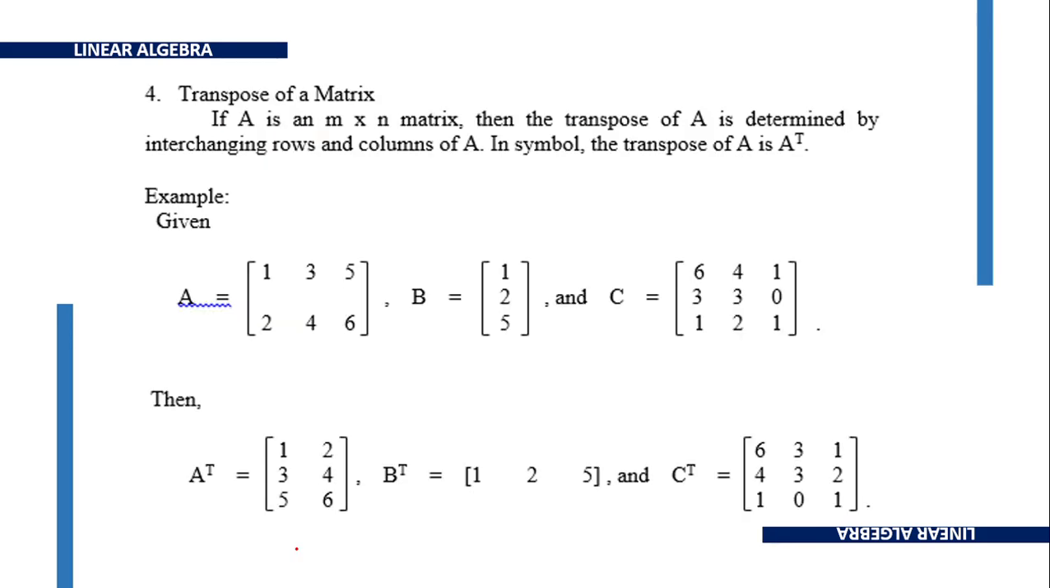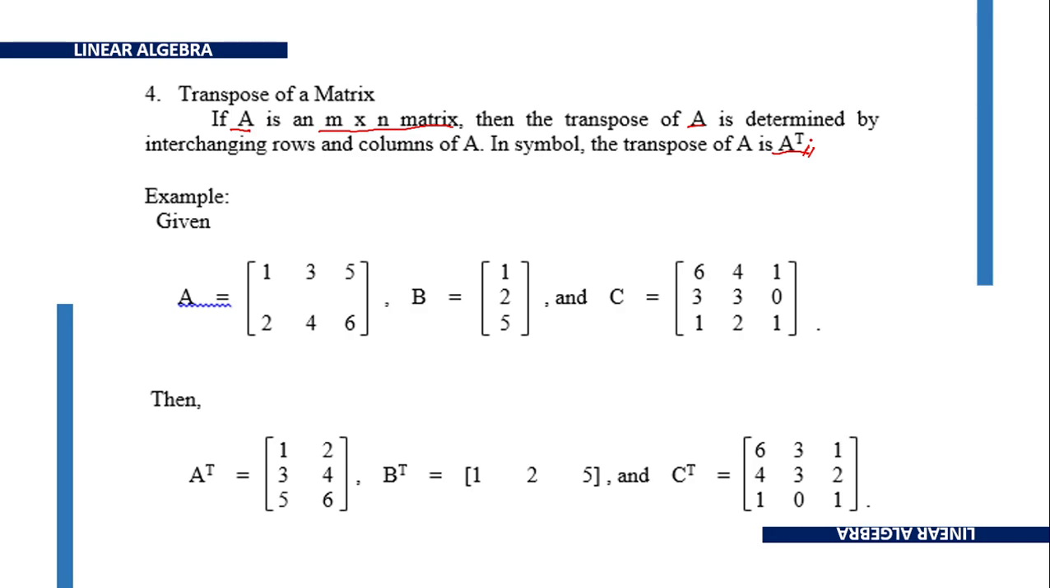Next, we have the transpose of a matrix. So, basahin ko lang ulit yung ating definition. If A is an M by N matrix, then the transpose of A is determined by interchanging rows and columns of A. So in symbol, the transpose of A is A raised to T. So we read this as A transpose. Okay? So ang sinasabi naman kapag transpose of a matrix, given tayo ng isang M by N matrix, para makahanap natin yung kanyang transpose is we just need to interchange its rows and columns.